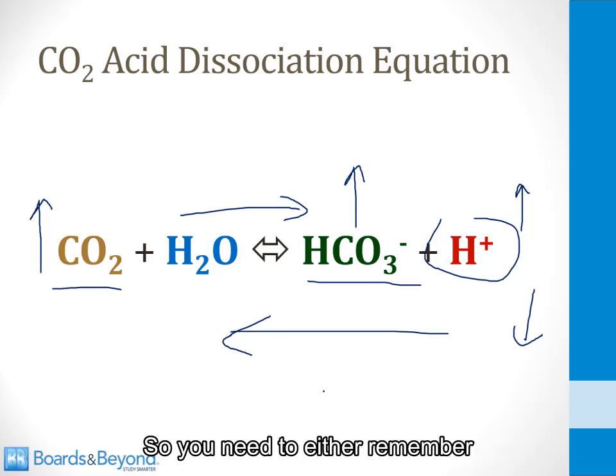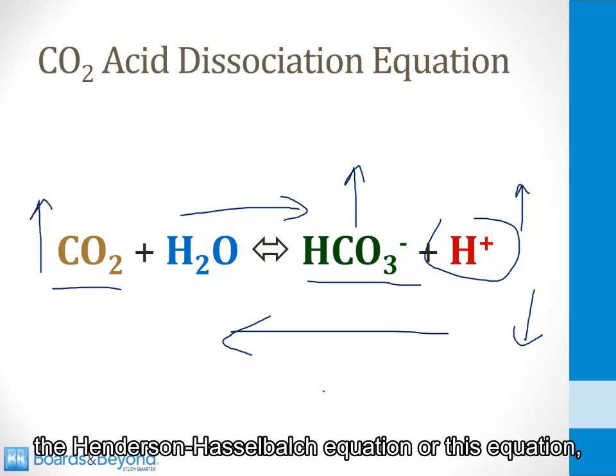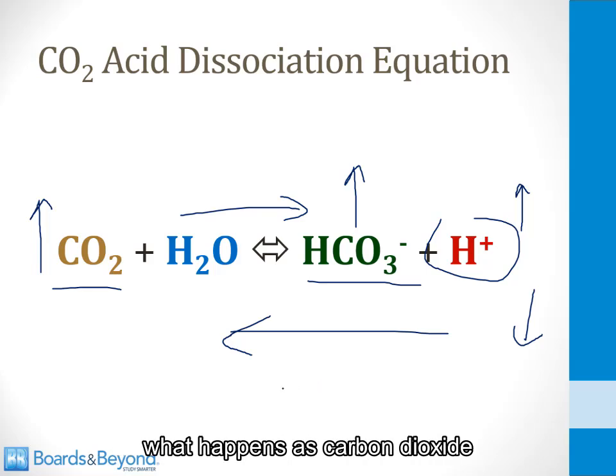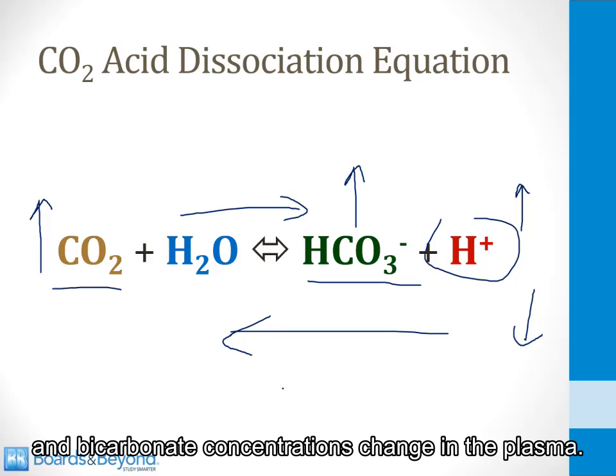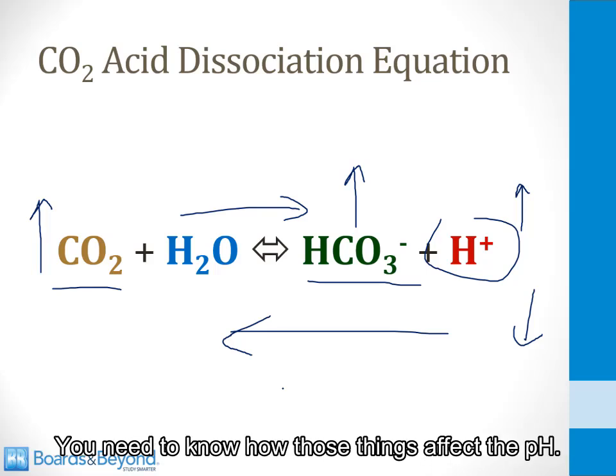So you need to either remember the Henderson-Hasselbalch equation or this equation so that in your mind you can figure out what happens as carbon dioxide and bicarbonate concentrations change in the plasma. You need to know how those things affect the pH.